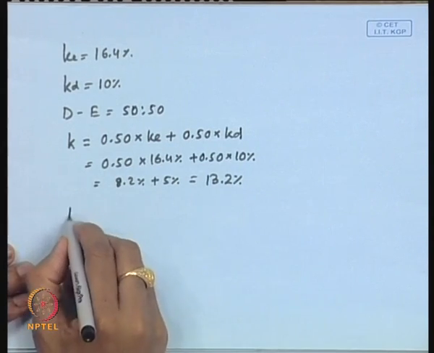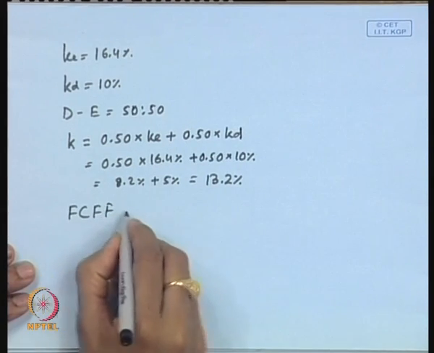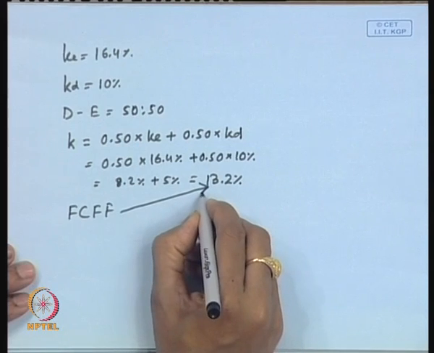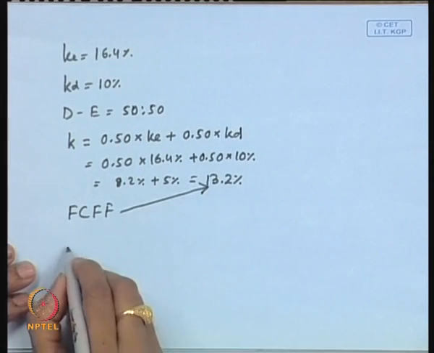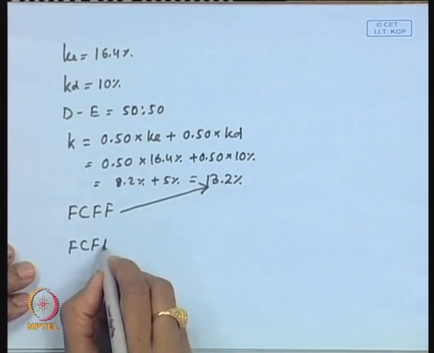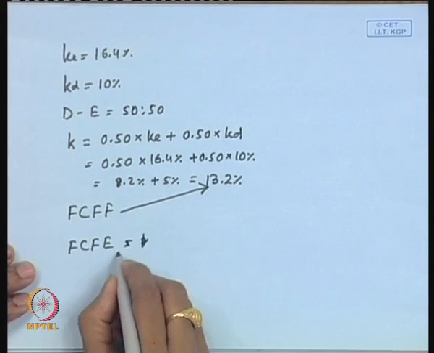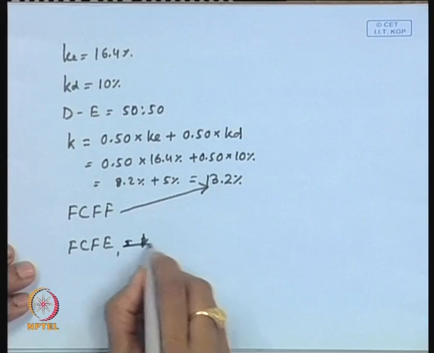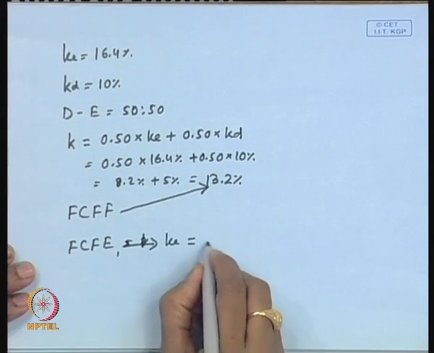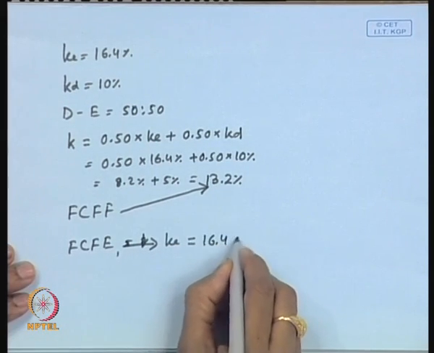That gives us 13.2%. So, if it is free cash flow for the firm, the relevant discounting factor is the cost of capital. If it is free cash flow for equity, the discounting factor is going to be the cost of equity, which is 16.4%. So, depending on the type of cash flow, the discounting factor is going to change.